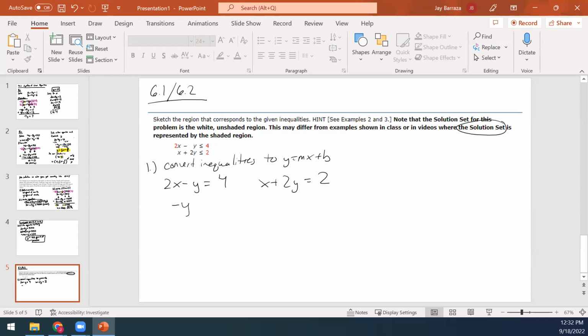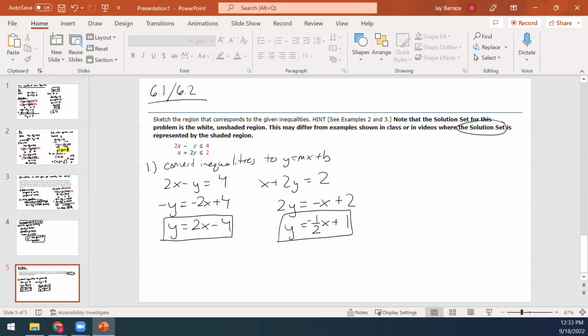Then I'm going to move over the negative 2x plus 4, and then I'm going to divide both sides by a negative 1. And I get y equals positive 2x minus 4. Okay, so I got this equation. Do the same thing over here. 2y, I'm going to subtract over the x, and I get negative x plus 2. And then I'm going to divide both sides by 2, and I get negative 1/2 x plus 1.